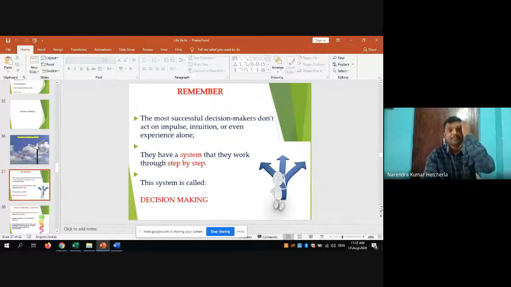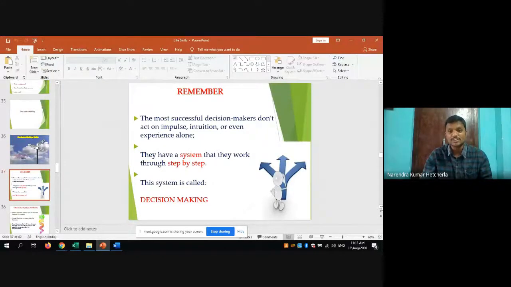But before working upon your intuition, before executing your plan according to your intuition, give a prior thought. Most successful decision makers don't act right on impulse, intuition, or even experience alone. They have a system that they work through step by step. This is what we call process. So decision making is a process, my dear students.